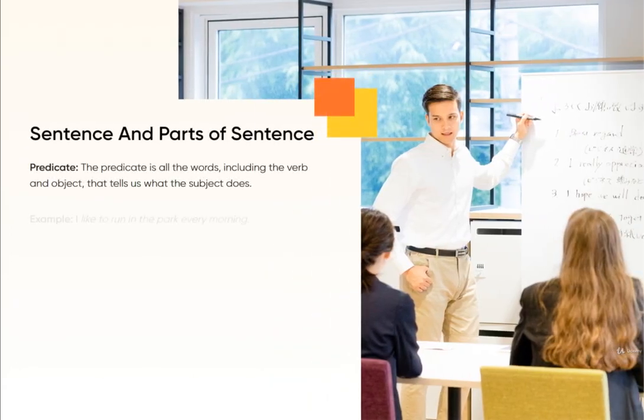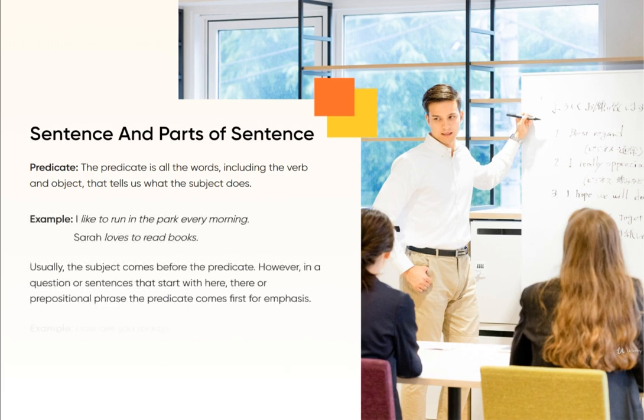Predicate: the predicate is all the words, including the verb and object, that tells us what the subject does. Example: I like to run in the park every morning. Sarah loves to read books.